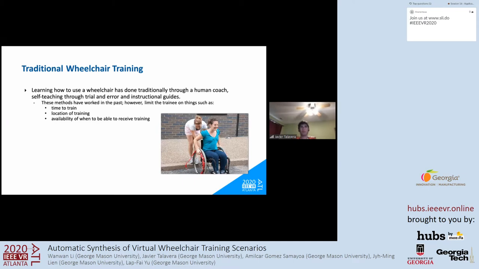Currently, there are three main ways to learn how to use a wheelchair. The first involves the use of a human coach. This generally involves one-on-one in-person guidance from an experienced individual and is known to work well and be an effective form of training. The next method is self-teaching through trial and error. Of the three, this is the least effective. This is followed by instruction by either video tutorial or instruction manual. All these approaches have limitations, such as the time to complete the training, the location of the training, and the availability of when one can receive the training.